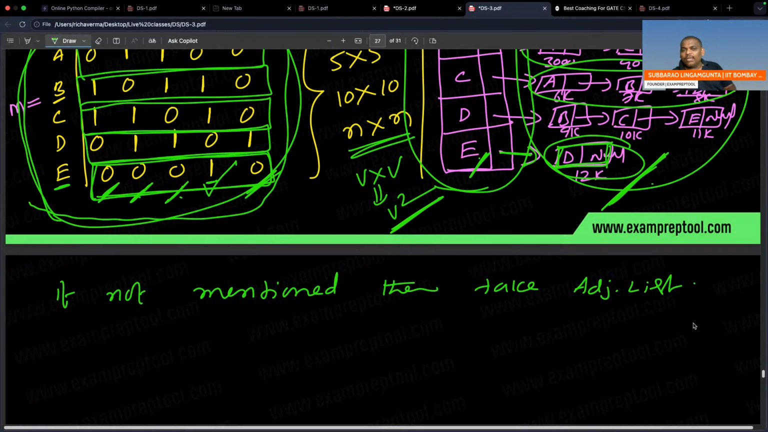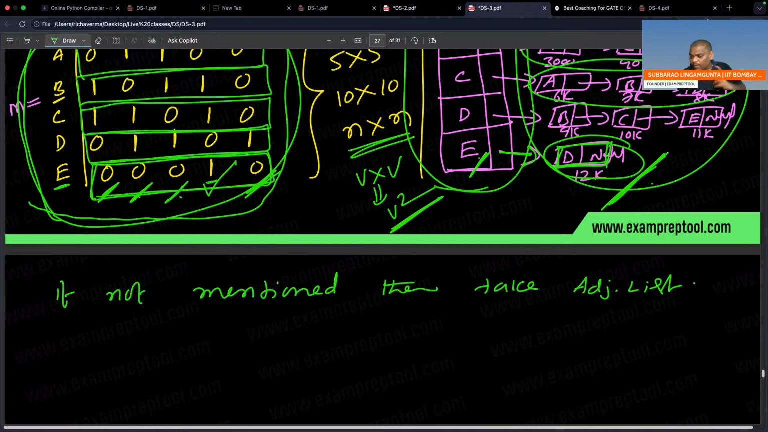Can anyone help me? I think matrix is better for a complete graph, or not? In the complete graph, everyone is adjacent. A is adjacent to all, B adjacent to all, C adjacent to all, D adjacent to all, E adjacent to all. So if the graph is a complete graph, the matrix is better.